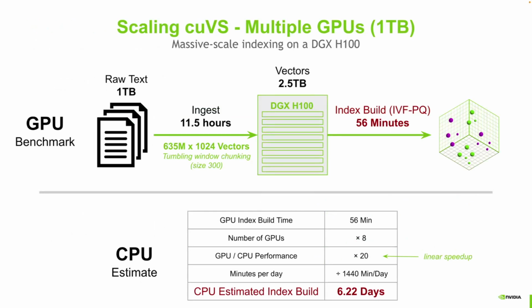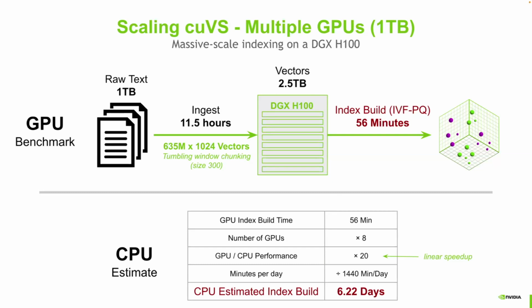So we simulated this by taking 1 terabyte of raw text. It's a lot easier to say I have this footprint of documents and I want to turn that into vectors than it is to say I have a billion vectors. That's meaningless. What dimensionality? So we say raw text. We use a chunk size of 300, so 300 words. We don't split over sentences. It's a tumbling window that makes the math easier. It's a simple division. Once you do the math, that turns into about 635 million 1024-dimensional vectors. Ingest took about 11.5 hours in Milvus.